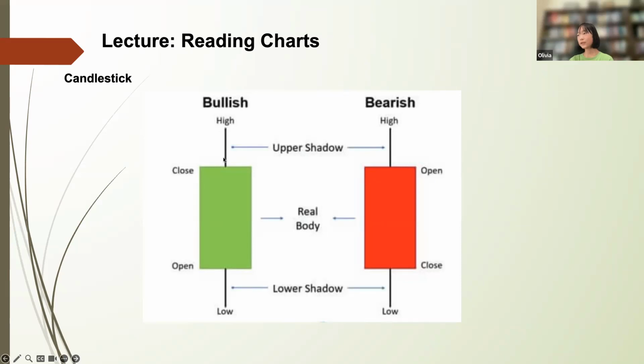A bullish candlestick, which shows a positive return over the time period, and a bearish candlestick. The bullish candlestick is green. You can see there's this body here and these 2 tails. So the upper tail here is called the upper shadow. The lower tail here is called the lower shadow. And then the body in the middle is the real body. Okay, now let's just look at the bullish candlestick for now.